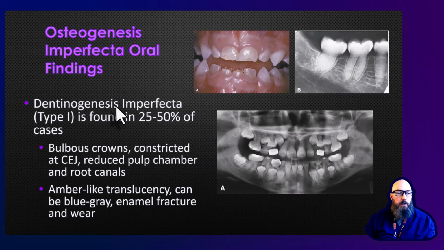And if you don't remember what Dentinogenesis Imperfecta is, that's one where they have narrow roots, especially at the cervices. So it makes it look like they have very bulbous crowns, reduced pulp chambers. You can really not even see the pulp chambers in these teeth. And then clinically, these teeth are going to look amber-like, translucent, or maybe a bluish gray. You can kind of see the opalescent appearance. The enamel can fracture easily and wear away.